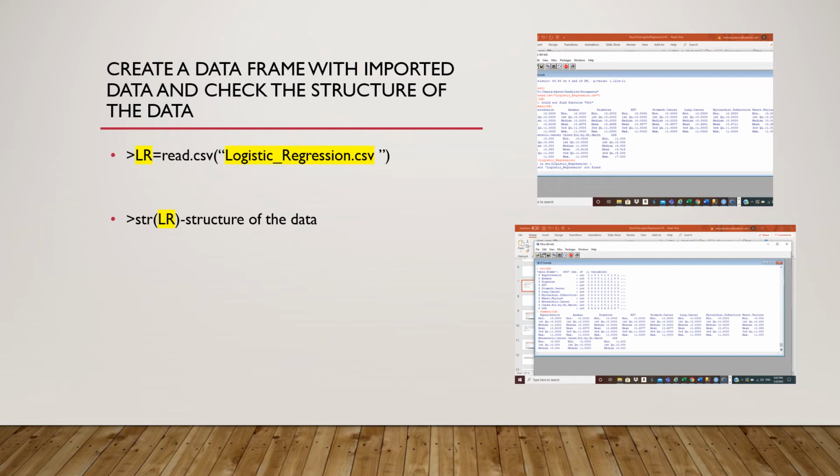Something to also keep in mind is the structure of the data, also known as the str() command, will show us how many observations, how many variables, and what kind of variables are in the data, such as integers. And as you can see, you should have an output of binary values, which will be 0 and 1.